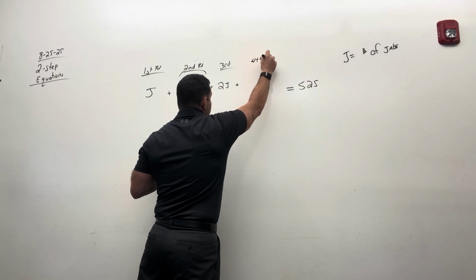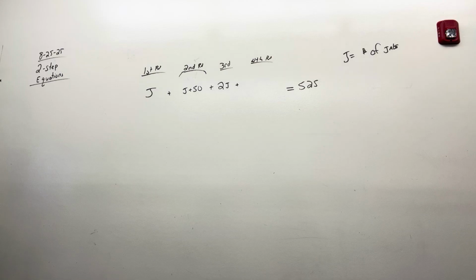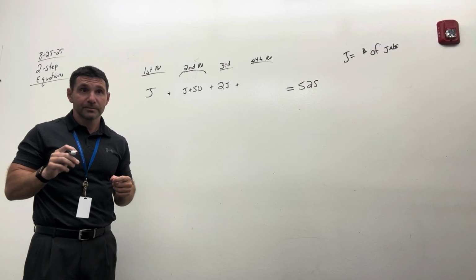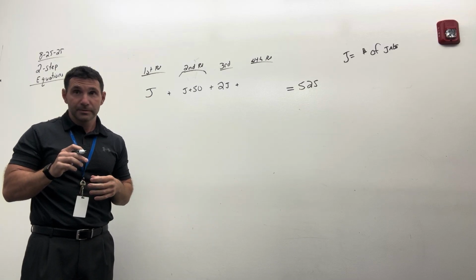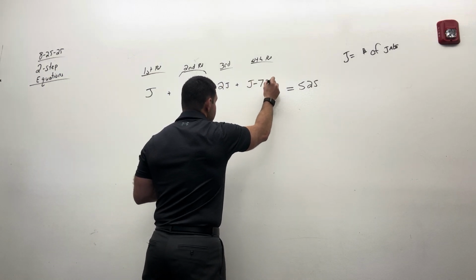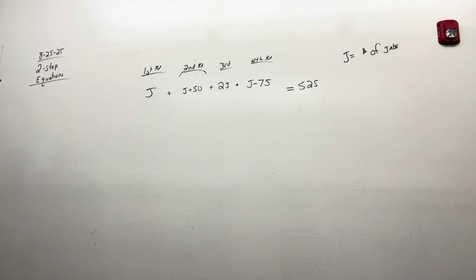Plus the fourth round, which is 75 less jabs. So how do we find that? Jabs minus 75. Okay, because that's 75 less than the jabs, right? Everybody with me? Okay, you guys didn't have that, right? Now you do.